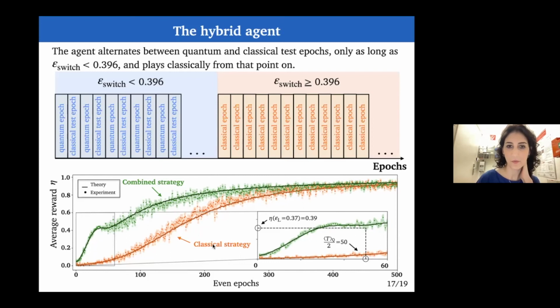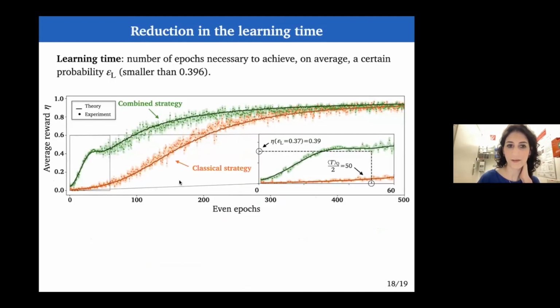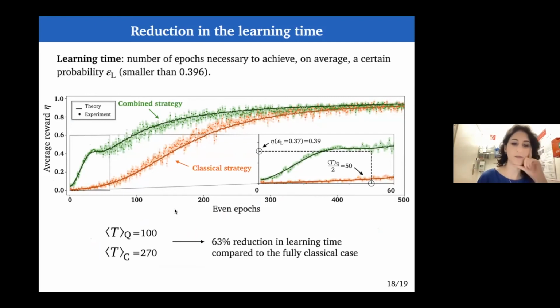So if we now want to quantify the learning time, then we need, of course, to consider only this region, any probability within this region here, because this part is where we have the quantum advantage. For example, if you choose a certain winning probability, this is arbitrary, for example 0.37, what you see is that if the agent plays using this Grover search, then it would need about 100 rounds to achieve that probability. And instead, classically, we need 270. So in this case, you see that you have a reduction in the learning time when you compare it to the fully classical case.